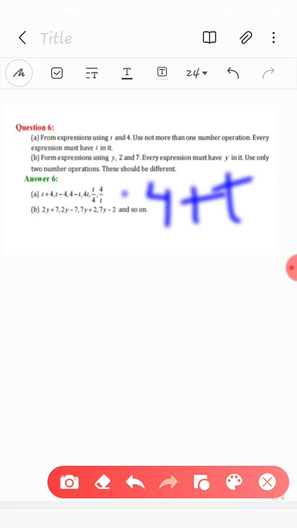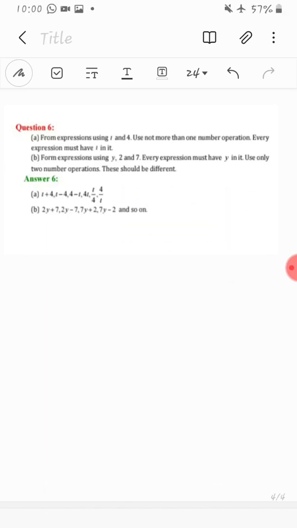Then 6b, form expression using y, 2 and 7. Every expression must have y in it. Use only two operations. So here we have to use y, 2 and 7 together, and we have to use only two operations. So twice y plus 7, since y and 2, y need to be there. Okay, so twice y plus 7, twice y minus 7, 7y plus 2, 7y minus 2.